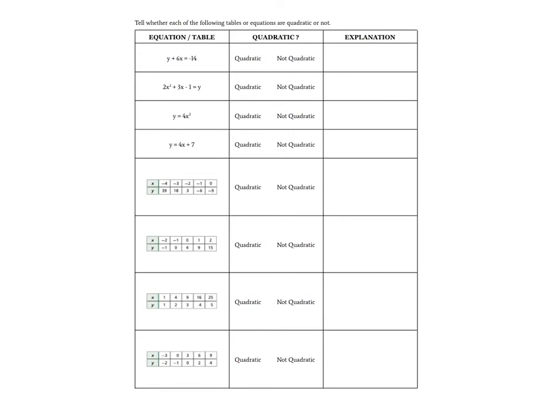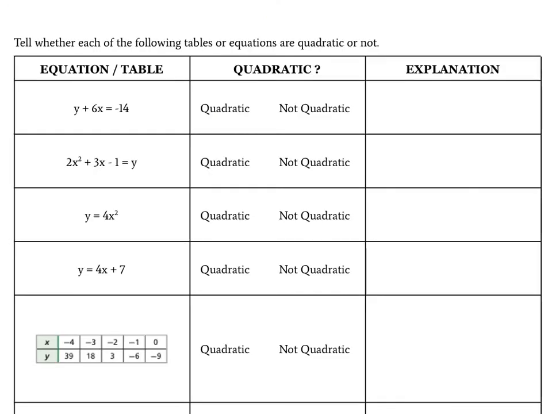So now let's do some practice. I will do the first 2 of the equation, and then the first 2 of the table, and the others are for you to complete. So on this first one, I have y plus 6x equals negative 14.